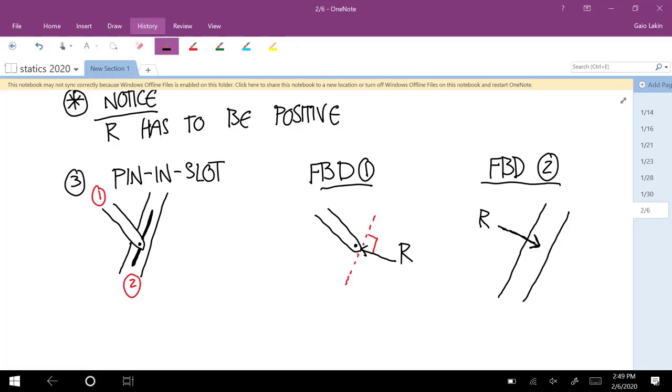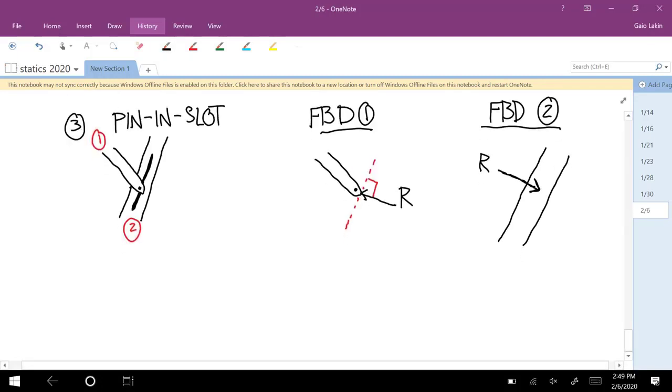What if I did this calculation and thought that R was negative? Is that possible in this case? Yeah, because of the way this joint works, it can push. If I try to push it down, it stops me. And if I try to pull it up, it stops me. So this one, unlike the other two, can work in both directions. So notice that with this one, R can be positive or negative.